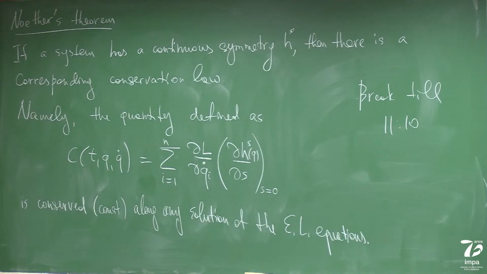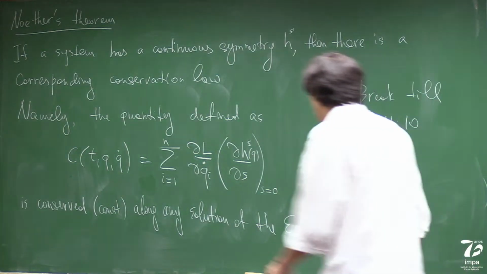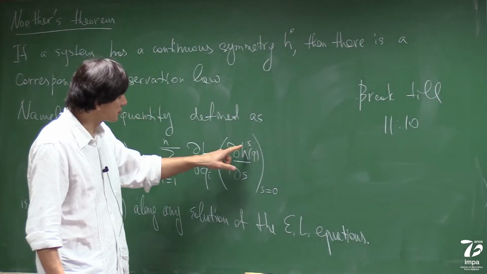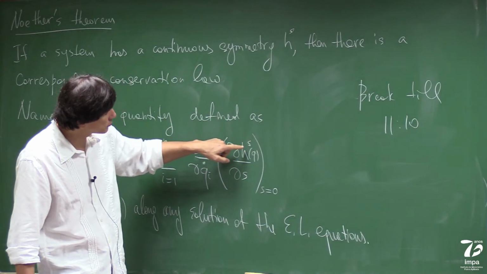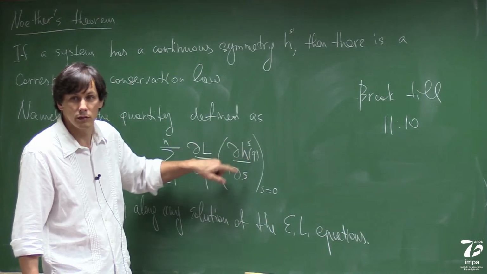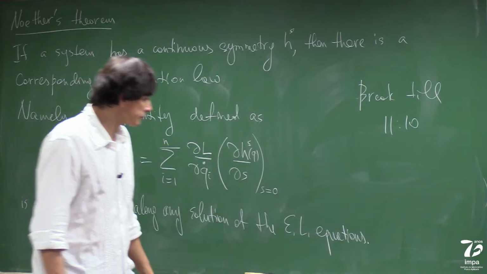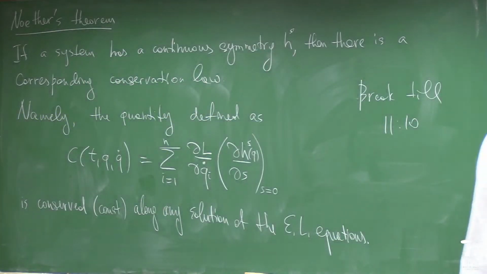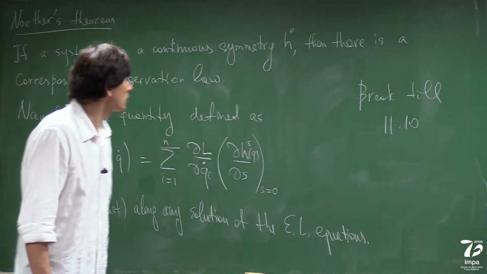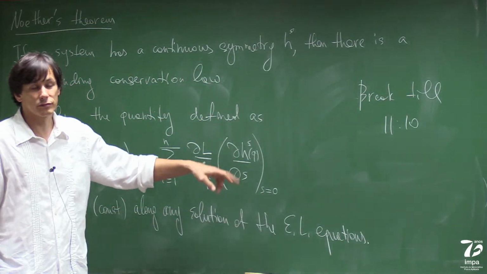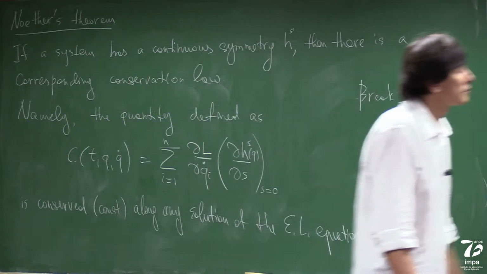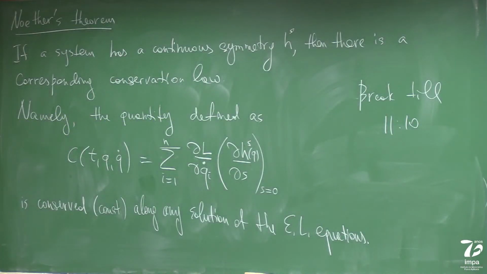There was a question on the way about this derivative. H of S, Q is just notation for a function which depends on two arguments, S and Q, and we differentiate with respect to S. I'm not giving a very rigorous formulation, but certainly a continuous symmetry means that it's differentiable also with respect to S, and not only with respect to Q. Okay, so let's first prove this theorem.